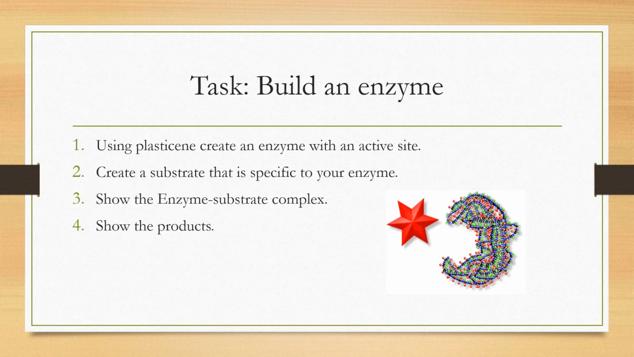So what we would usually get you to do in class is use a plasticine model to create an enzyme with an active site, and you would model your synthesis reaction and then you'd model your degradation reaction. So you'd want to first of all show your substrate, and then you'd want to show your enzyme separate, and then you'd want to show your enzyme and substrate complex, and then you'd want to show your products at the end.